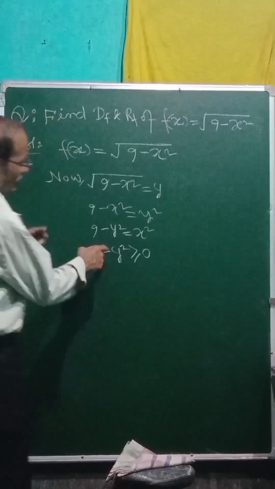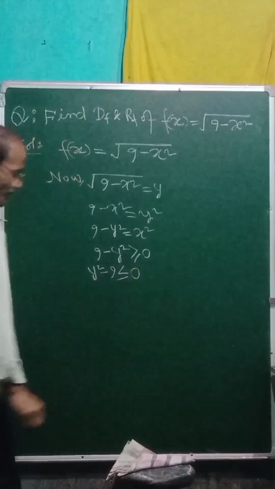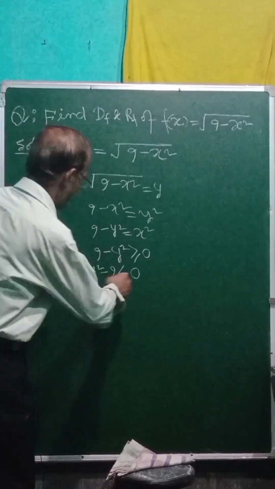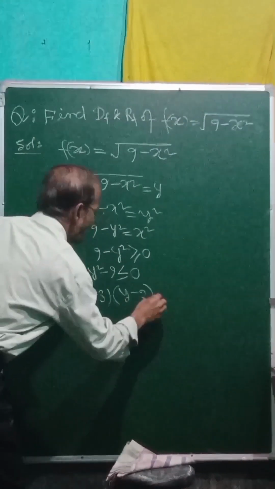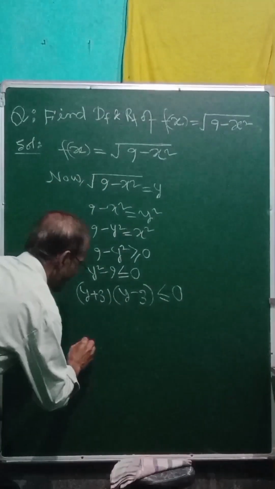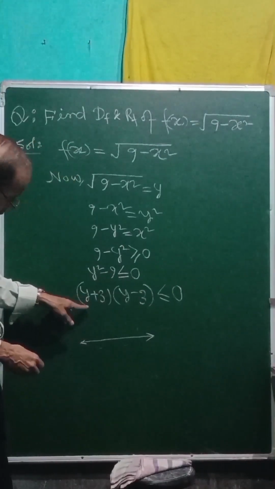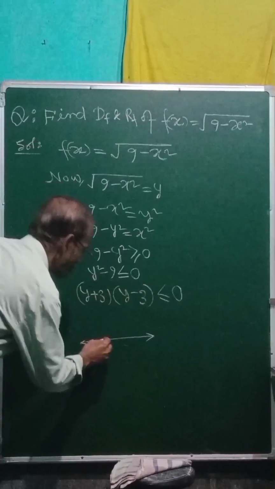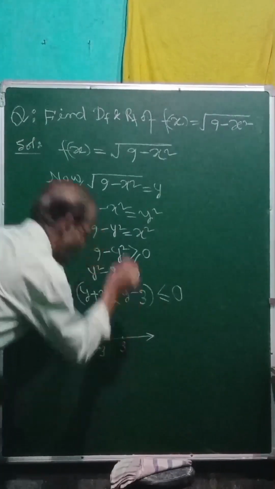Okay, or we can write y square minus 9 will be less than or equal to 0 by changing the sign, because we need to find y. It is easy for us. So factorize now: y plus 3 into y minus 3 less than or equal to 0. Draw a small number line. Now you see that equal to 0 means at y equal to minus 3 and at y equal to plus 3, the whole quantity becomes 0. So we are getting two values, minus 3 and plus 3.